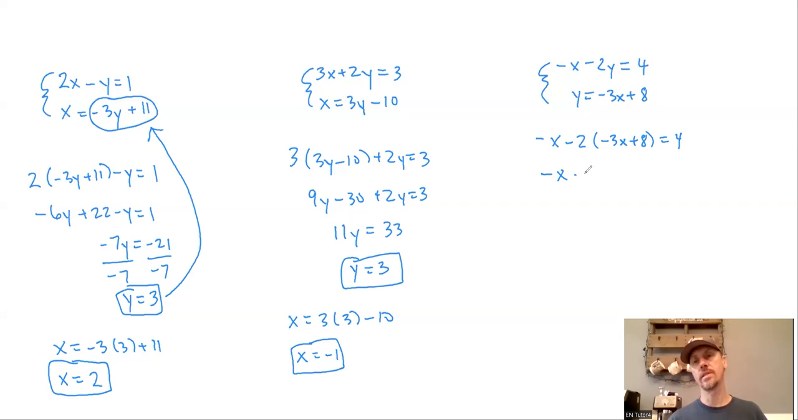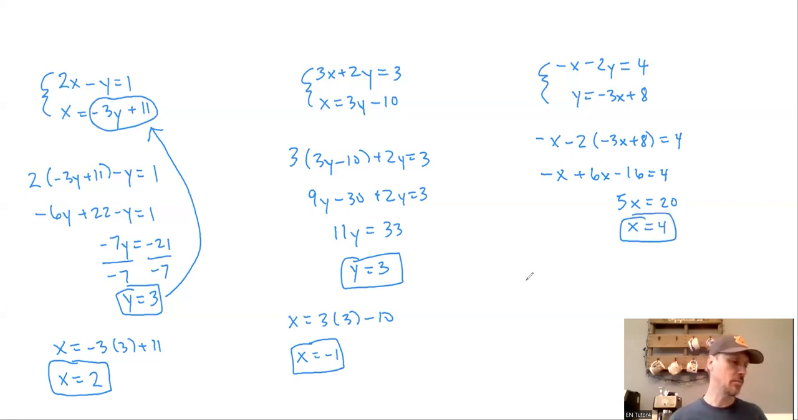And so we simplify by distributing the negative 2 here. Negative 2 times negative 3x gives us a positive 3x. Negative 2 times a positive 8 gives us a negative 16. That equals 4. And so combining our x terms, we get 5x on the left side of our equation. We move the negative 16 over to be a positive 16, and so we get 20 on the right side. Dividing both sides by 5, we get x equals 4.